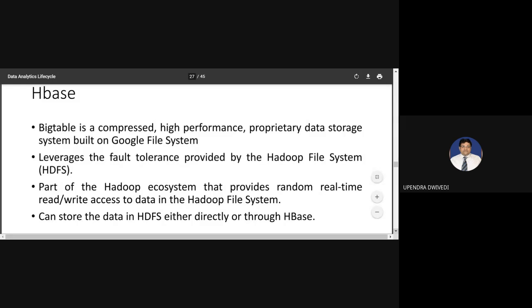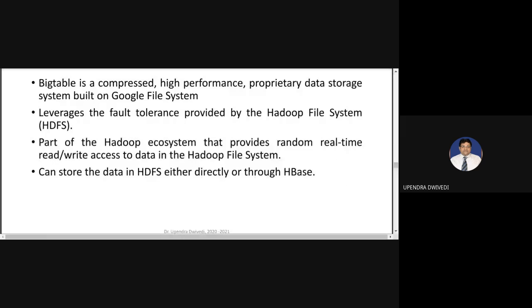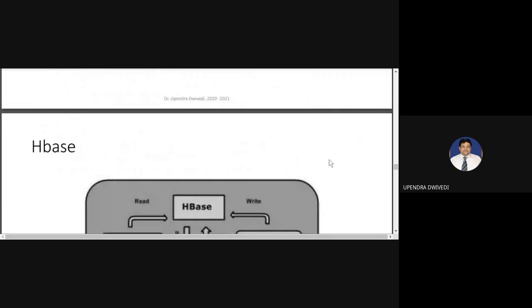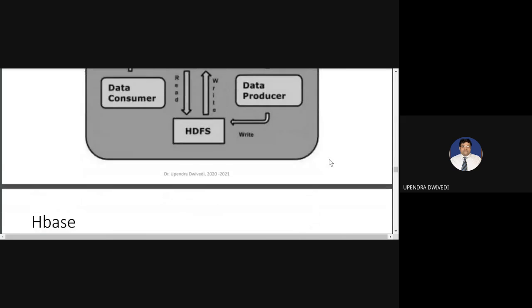HBase is a part of the Hadoop ecosystem. It provides random real-time read-write access to the data in the Hadoop file system. Basically, it is using the HDFS file system, and it is developed on the Hadoop MapReduce system. We can store the data in HDFS directly, as we do with Hadoop MapReduce, or through HBase. So it's our choice which system we are going to follow. This is the basic diagram of HBase. HBase will interact with HDFS, and it can read and write data through HDFS.